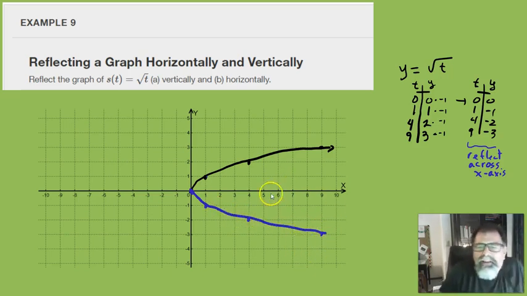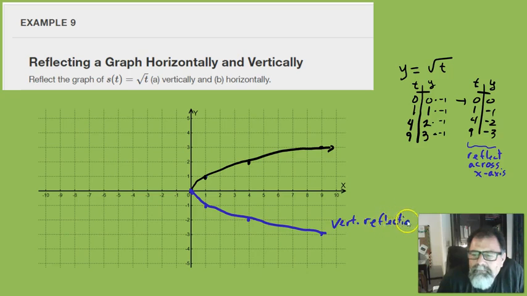Again, that's pretty bad, but it should be smooth, right? That's even worse. Okay, so that's the vertical reflection. And that was A.